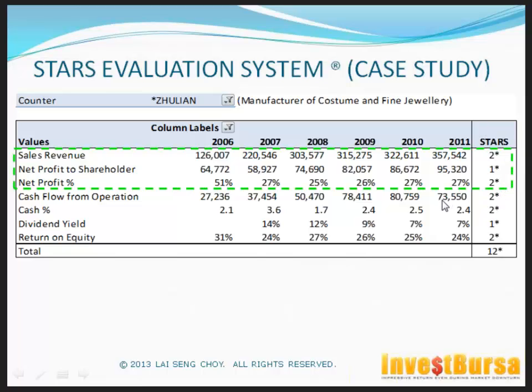And next, I'm evaluating the net profit margin of Julian. So what can we see from here? Can we say that the net profit margin of Julian has been well above the 25% mark? I think it's very, very impressive if you compare it to the return from your fixed deposit at the bank.